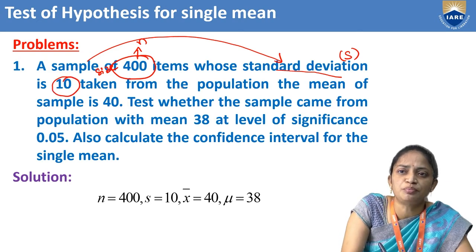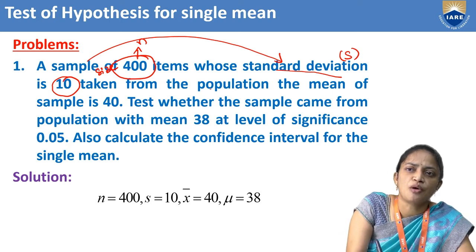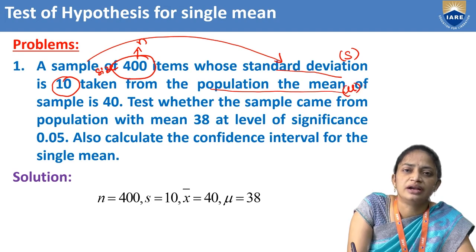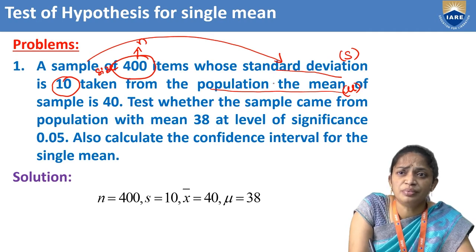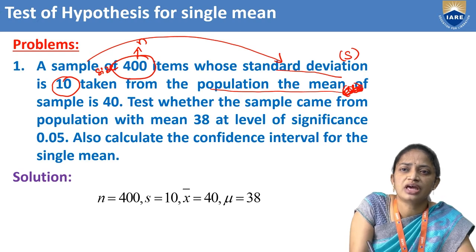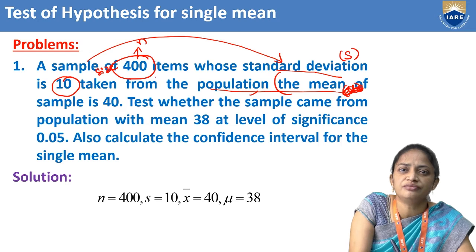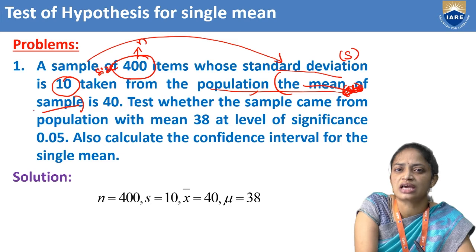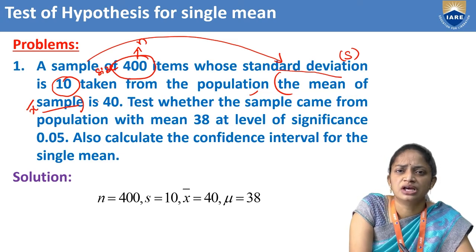Next, from the population, the mean of the sample is 40. The population mean is denoted with mu, and the mean of the sample is denoted with x bar. So here x bar equals 40.